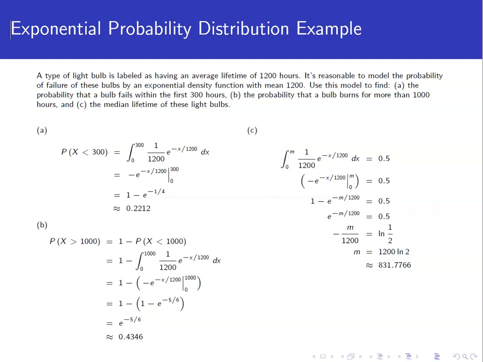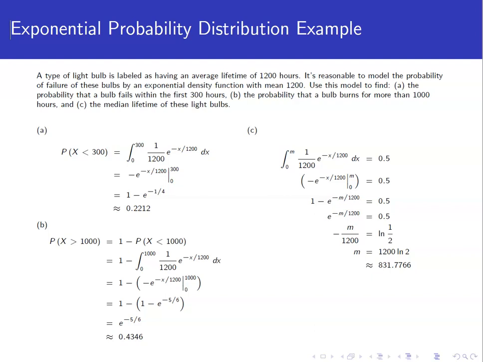In this video, we're going to do an example of an exponential probability distribution. We're told that a light bulb has an average lifetime of 1,200 hours. We're told that it's reasonable to model the probability distribution of the lifetimes of these light bulbs using an exponential distribution.